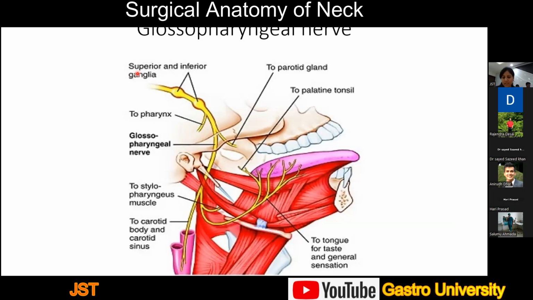It will supply one muscle, the stylopharyngeus, one secretomotor gland, which is the parotid, one special sensory from the carotid body and the carotid sinus as baroreceptors and chemoreceptors, one visceral sensation from the posterior 1/3 of the tongue as taste, and one area of general sensation, which is the pharyngeal plexus to the oropharynx. So everything one is supplied by the glossopharyngeal.